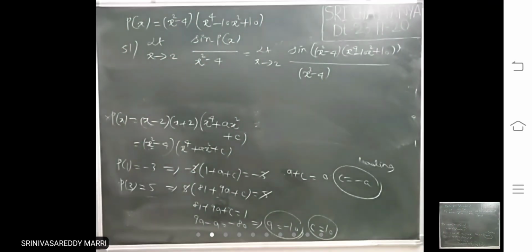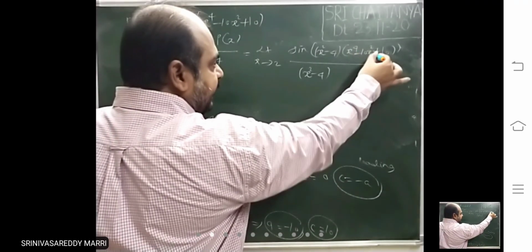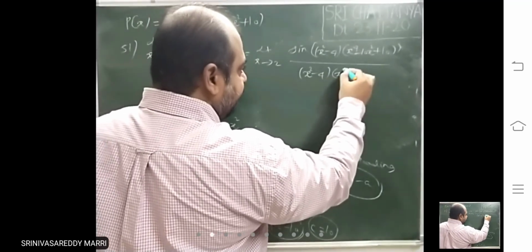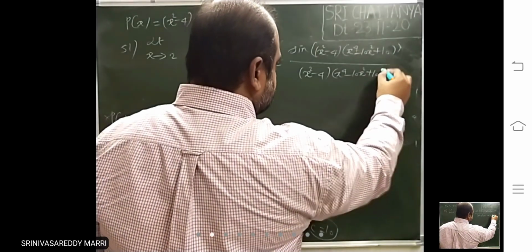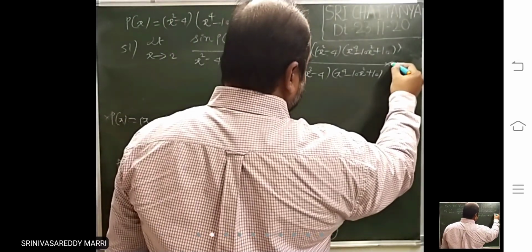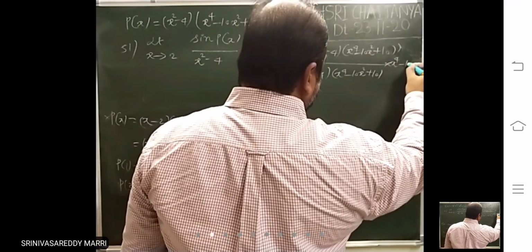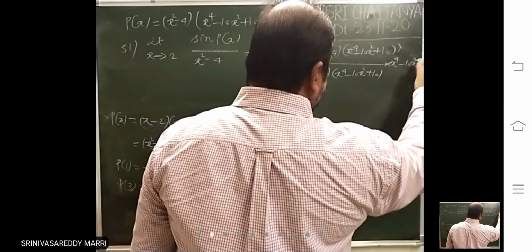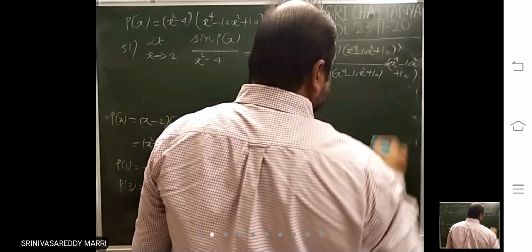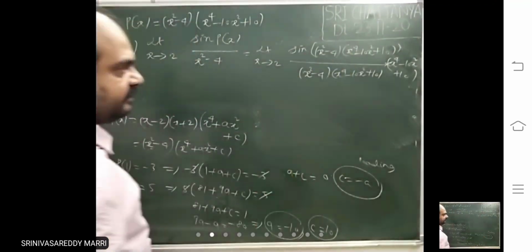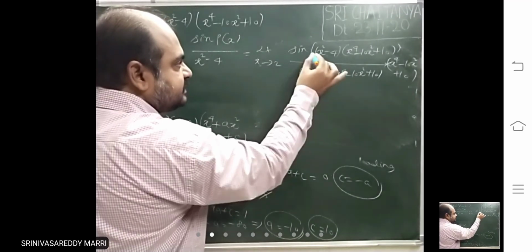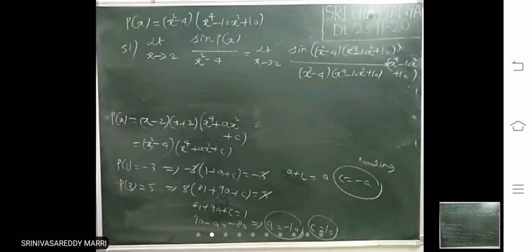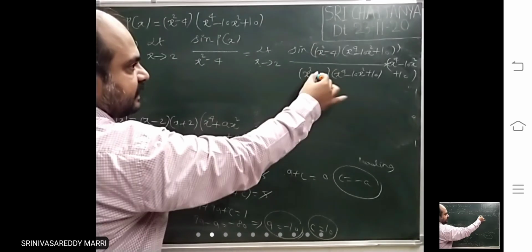Sin x by x is 1. So here, multiply and divide by this. Now this is 1, sin f of x by f of x. If x tends to 2, f of x tends to 0. So this will become 1.